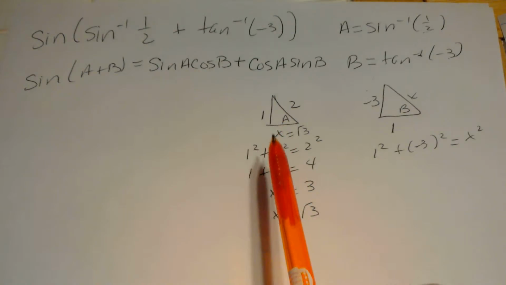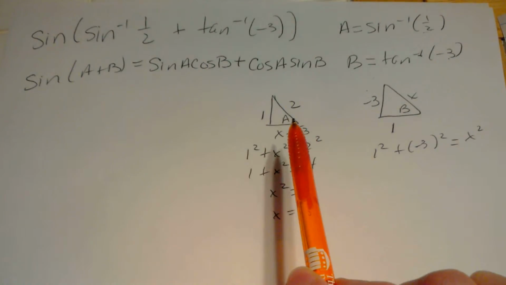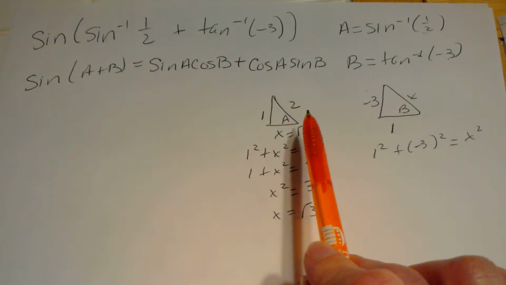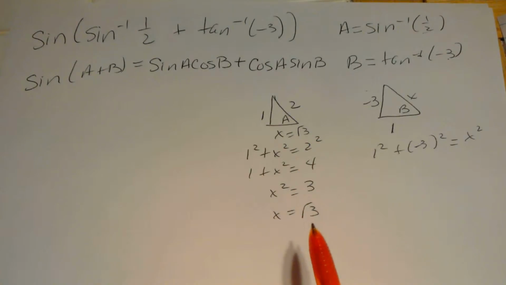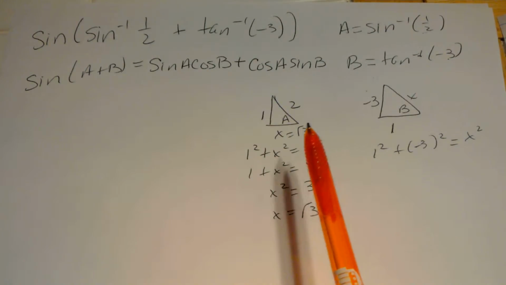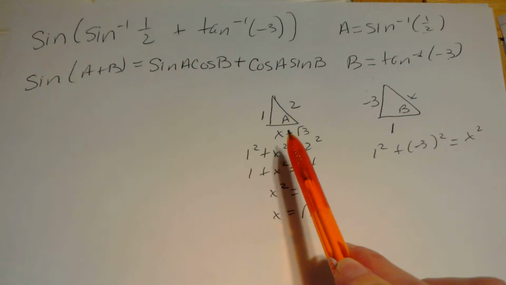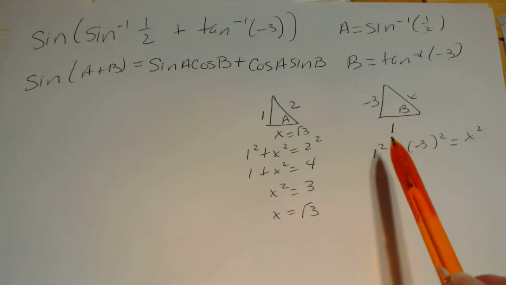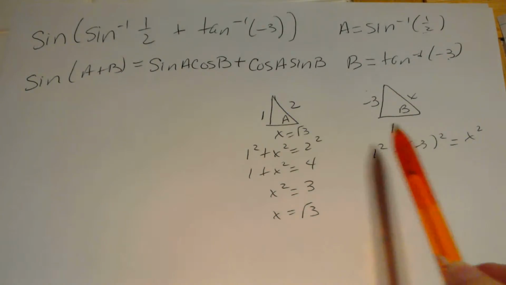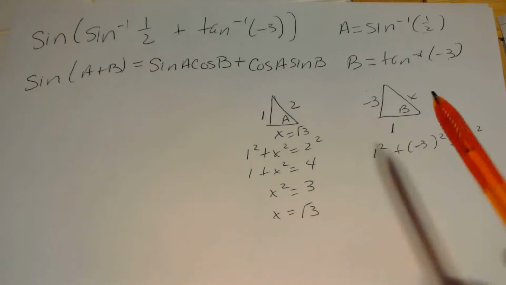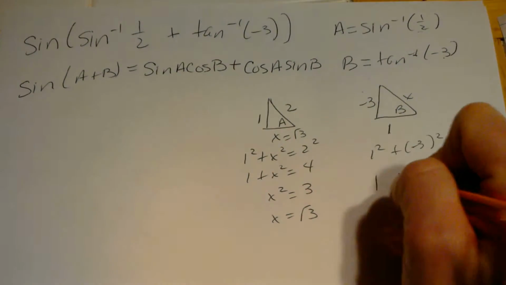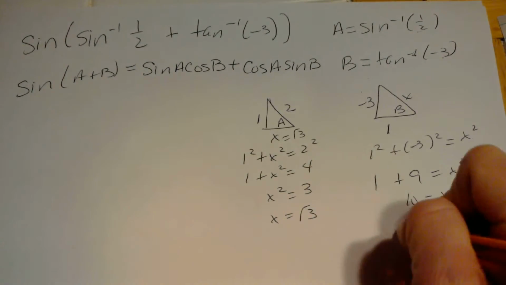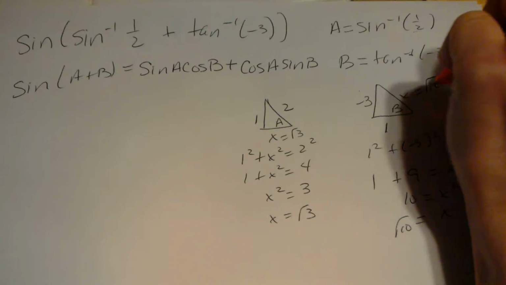So the first thing we wanted to do was complete our triangles. For A, we have sine is 1/2, so our opposite is 1 and our hypotenuse is 2. We solved for the square root of 3 as the adjacent side. Now for B, we said tangent is our opposite over our adjacent, so that's where these came from. Now we're going to solve this one. I've got 1 plus 9 equals x squared, so x is the square root of 10. That is my hypotenuse.